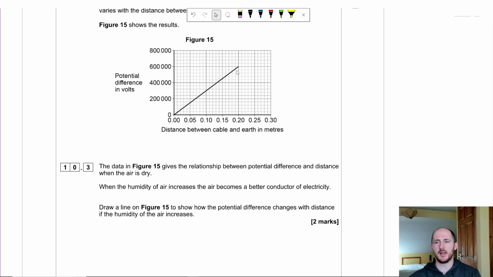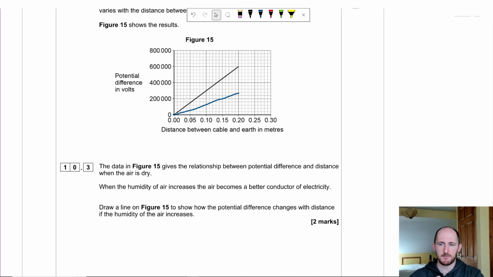Okay, cool. If it's a better conductor, it means it will require fewer volts to conduct electricity. So your line will be basically the same thing, but shallower. So it'll be a less steep line. Now it still goes through the origin. And the reason why it still goes through the origin is because it still will require 0 volts at 0 distance, right? If you grab a cable, it will electrocute you.